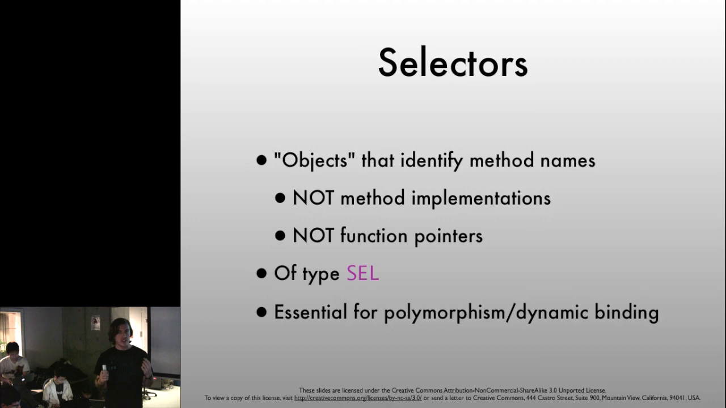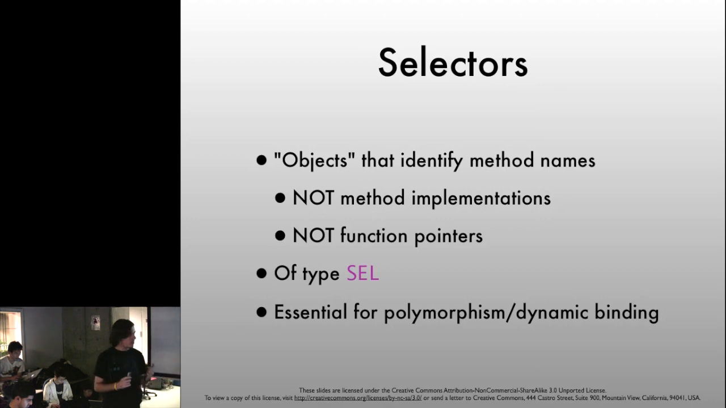In particular, it's not a function implementation, so it's not a reference to the section of code that fulfills that method. It's not a function pointer like we're used to if you've used C. It's just an object that identifies a method with a particular name. Its type is a new type called SEL, or cell. And selectors are really quite important for being able to do dynamic binding and polymorphism.